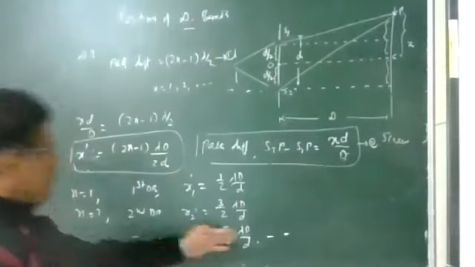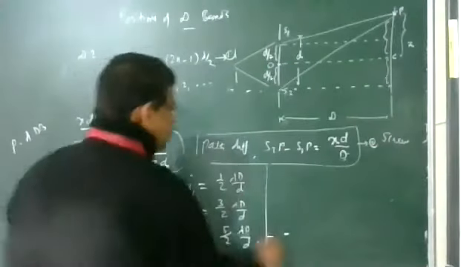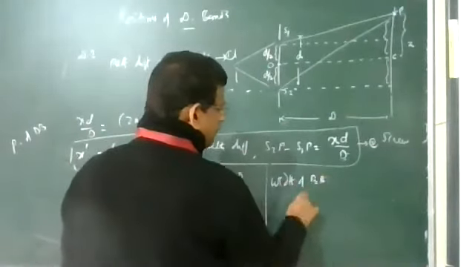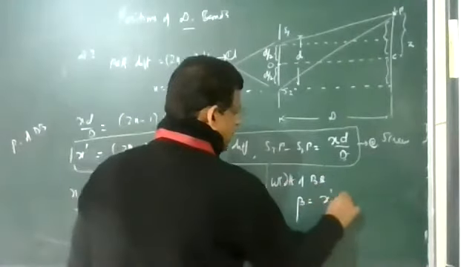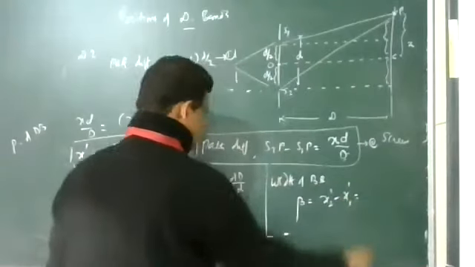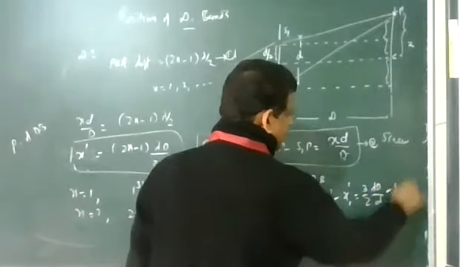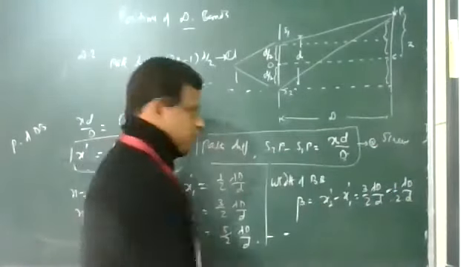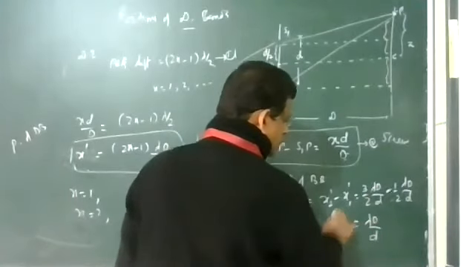So you can take the difference between second minus first. So what is the width of a bright band? Here is the width of a bright band, beta, represented by x2 dash minus x1 dash, equal to 3 by 2 lambda capital D by d minus half lambda capital D by d, that is 1 and a half minus half, 1. So it is again equal to lambda D by d. So this is the width of a bright band.